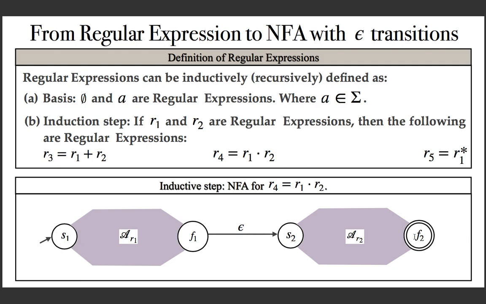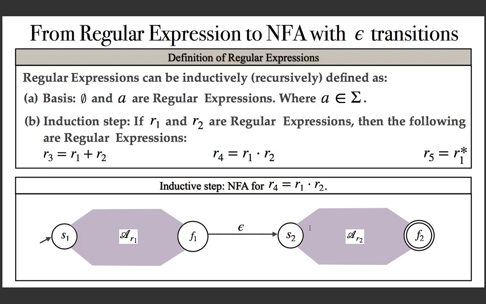By doing that, you have used a string accepted by the first NFA, that is a string in the first language, and then you took the epsilon transition and used a string accepted by the second NFA. So a string is accepted means it is of the form x concatenated with y such that x is in the language of R1 and y is in the language of R2.